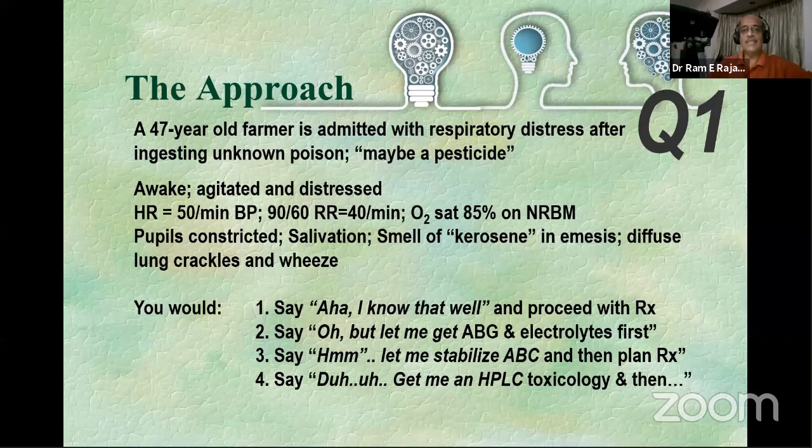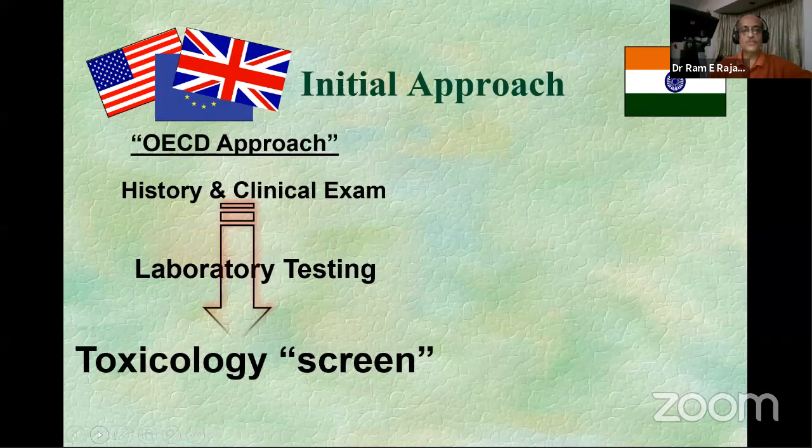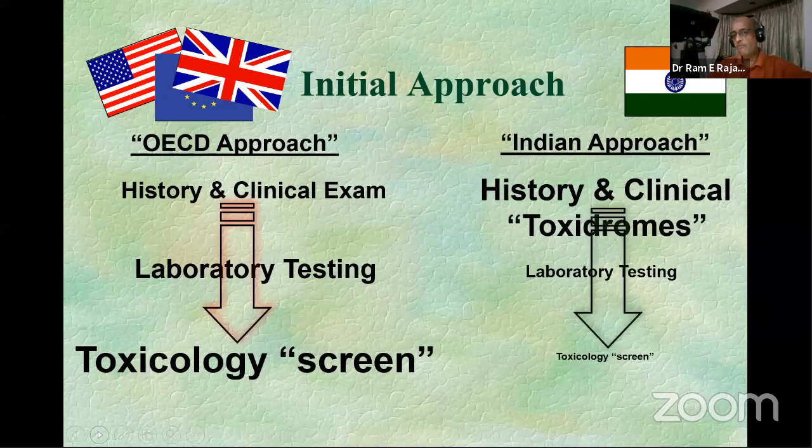The reason that I'm bringing this up is very often when people are approaching a patient in a toxicological situation, we take one of these two approaches. We can take a very Western kind of approach and say, I don't want to focus so much on the history and clinical examination. I would rather have a toxicology screen. It's a very expensive and probably a frankly delayed kind of an approach. But us, on the other hand, we do focus on the history and clinical toxidromes.